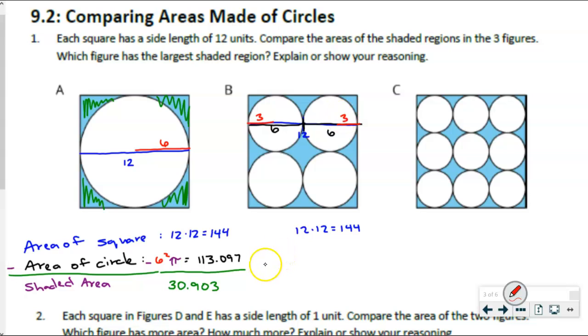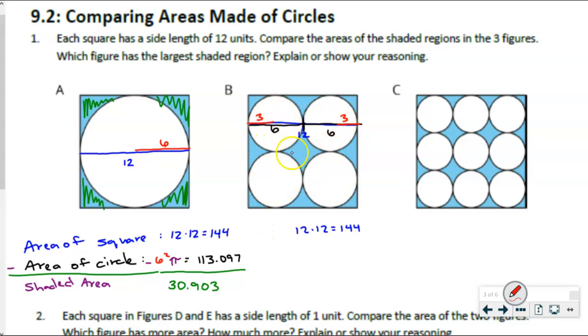So we're still going to follow that process. We might need to do some extra calculations, but we're still going to find the area of the square. We're still going to find the area of the circles and subtract it. We just have more circles that we need to find the area of. Once I find the area of one circle, though, what do you know?